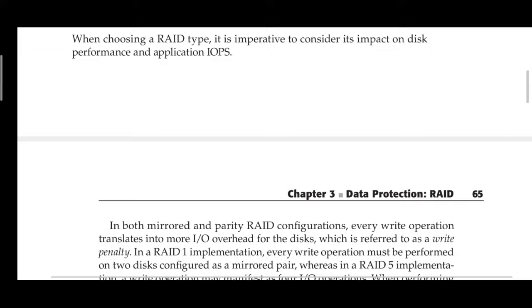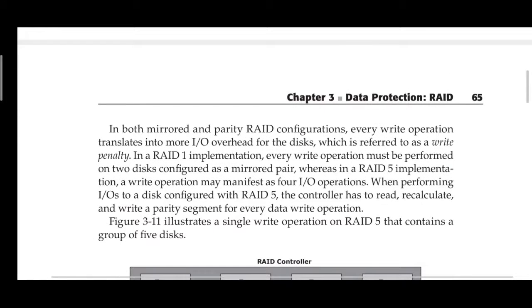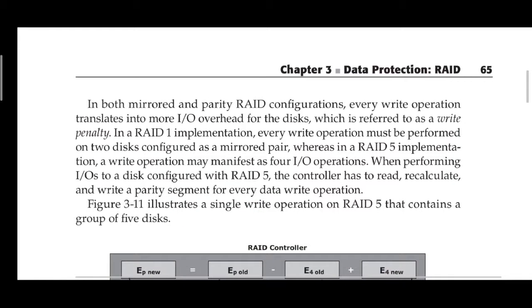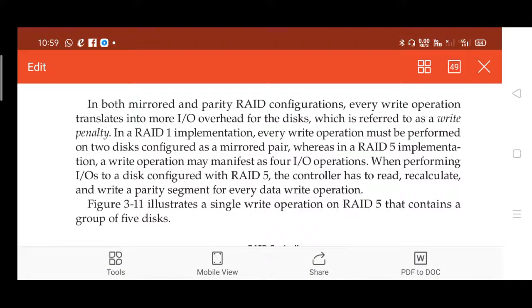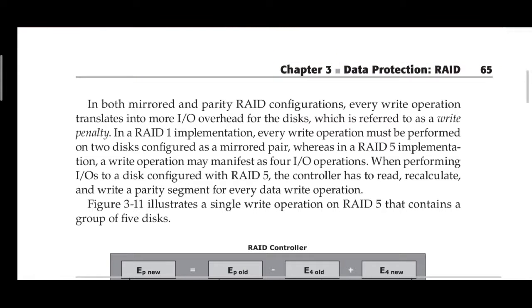IOPS stands for input output per second. In both mirrored and parity RAID configurations, every write operation translates into more input output overhead for the disk, because you are performing an additional task. In case of mirroring, you are placing an additional write operation: you are copying the data and writing it on a separate disk, right?